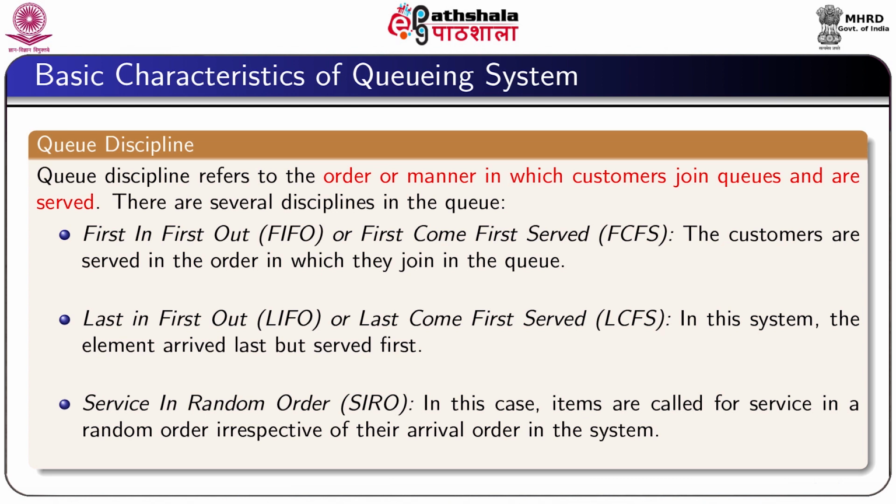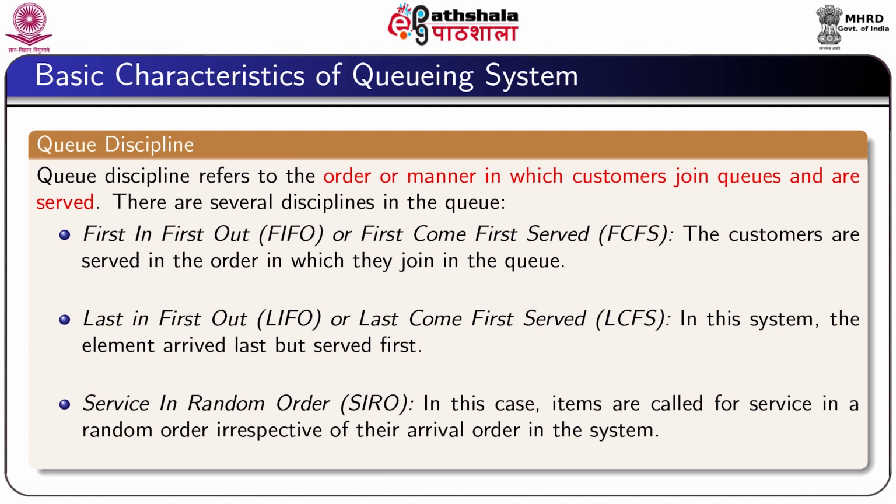In the first in, first out queue discipline, the customers are served in the order in which they join the queue. For example, the prepaid taxi queue at airports, where the taxis are engaged on a first come, first served basis.